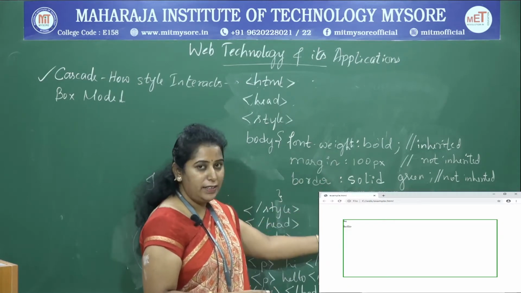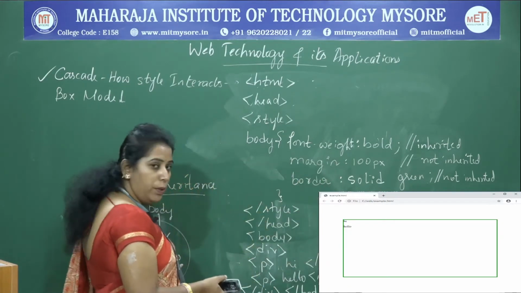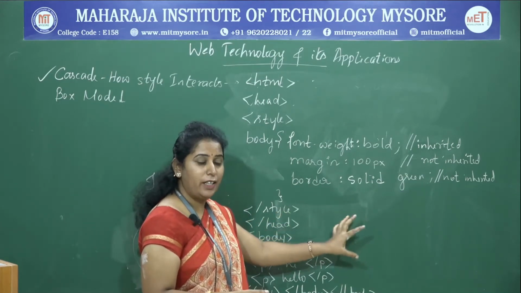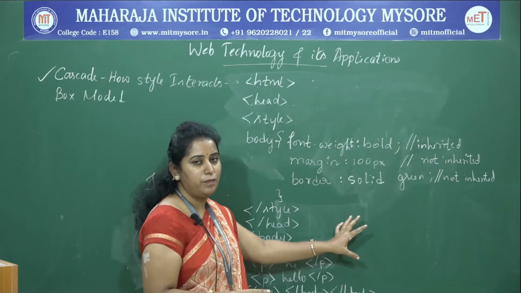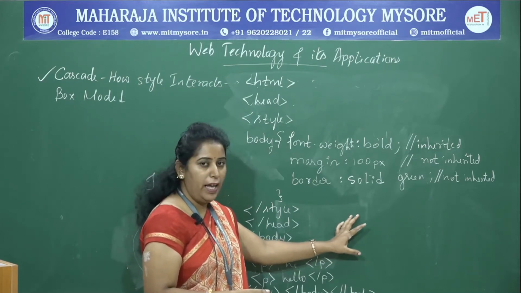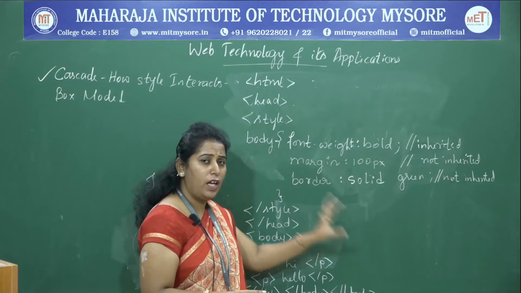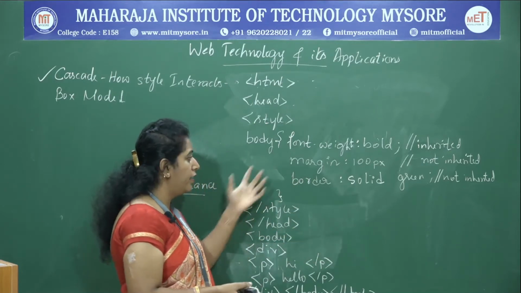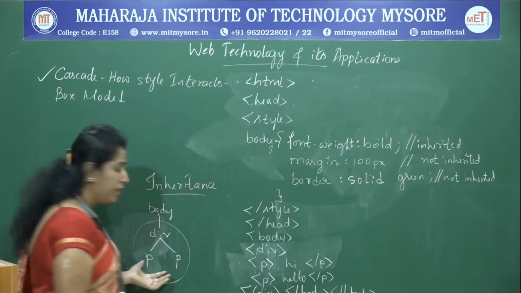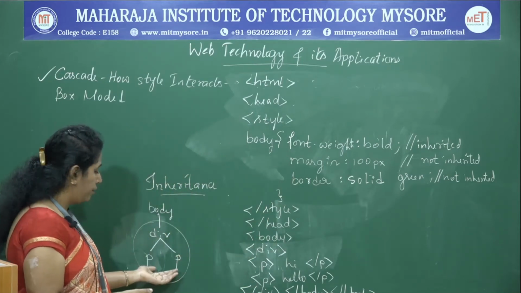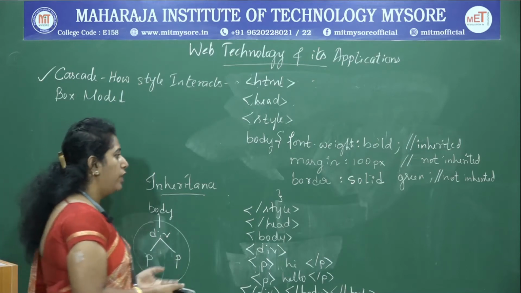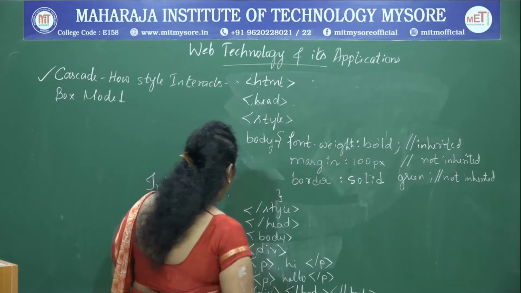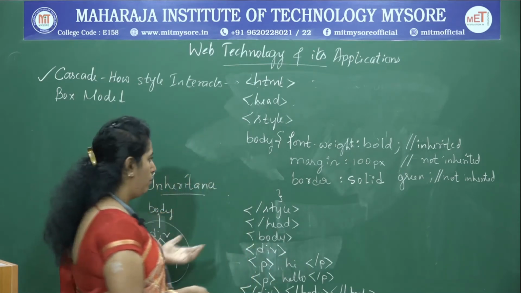Only font weight has been inherited by the descendants of the body, whereas border and margin have not been inherited by all the descendants. Okay, so this is what is happening. So now the conflict is that we are supposed to inherit these two for the descendants. How can it be achieved? There is one more chance.